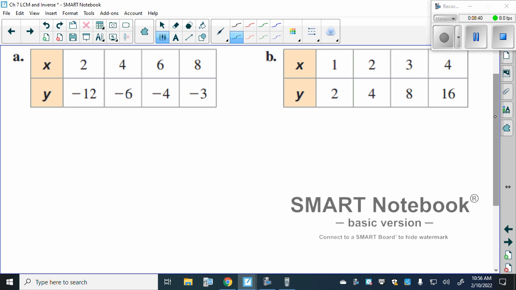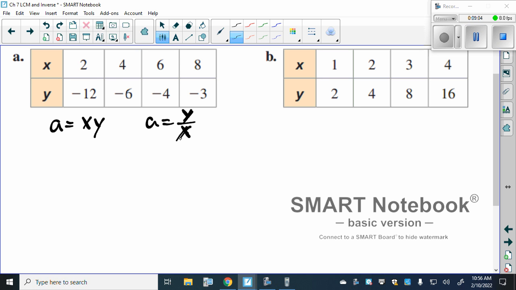Now the next thing we looked at, especially when we covered this the first time, was taking sets of numbers, these tables, and determining whether it's direct or inverse variation. And the way we did that is using the equations a is equal to x times y, or a is equal to y divided by x.